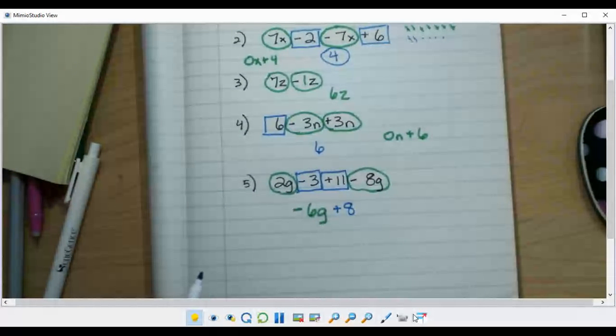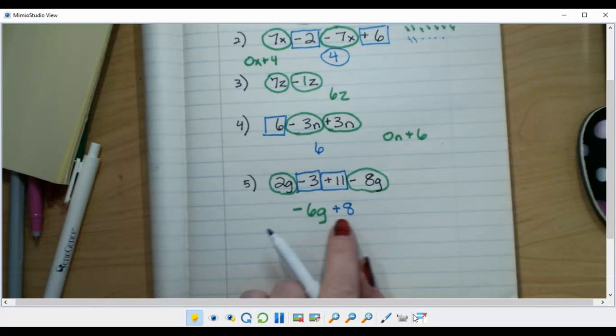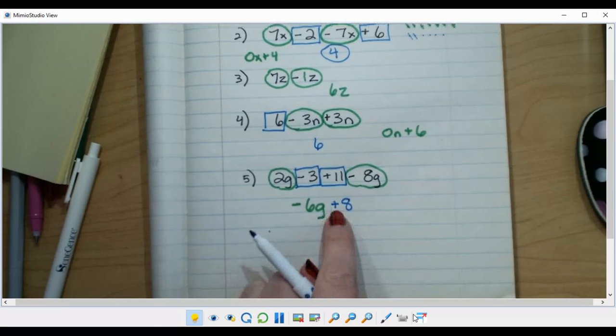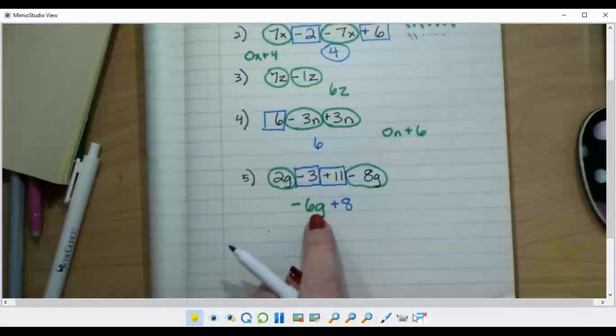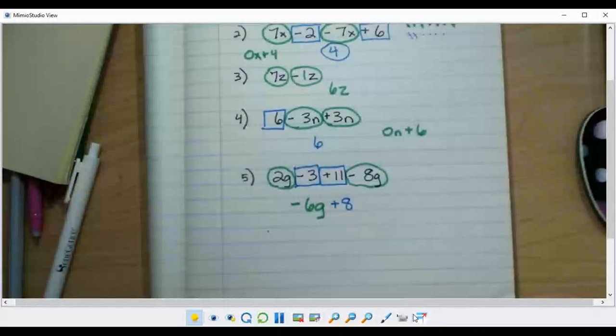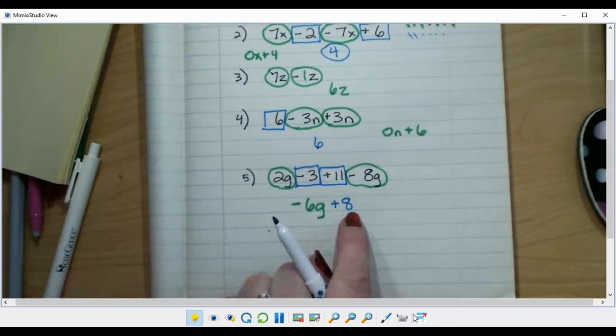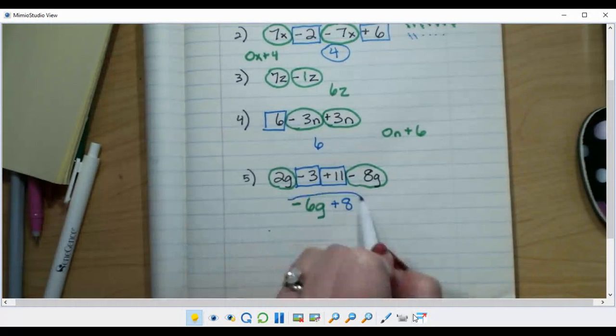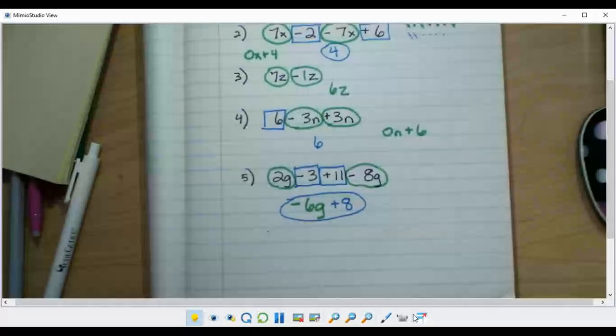There's my answer. If you think about these as positives and negatives and not adding and subtracting, the signs will actually do the work for you, right? We said this was positive. If I had to read this entire expression, I would say negative 6g plus 8. Done. And some of you are going, well, why didn't you put those two together? Because they're not like terms. This has a variable. This does not. They're not identical twins. They can't go together. So this is my final answer.